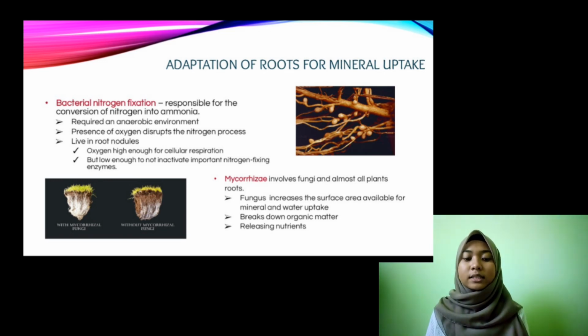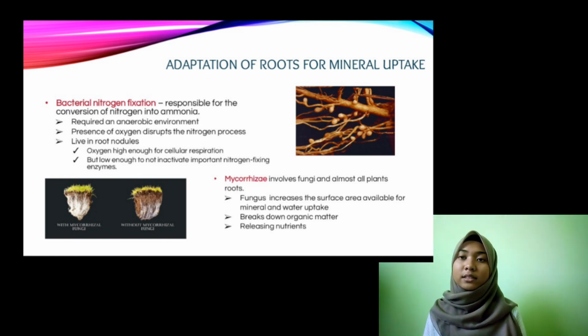The second type of mutualistic relationship is called mycorrhizae, which involves fungi and almost all plant roots. The fungus increases the surface area for water and mineral uptake, and also breaks down organic matter in the soil, releasing nutrients that the plant can use. In return, the root furnishes the fungus with sugar and amino acids.